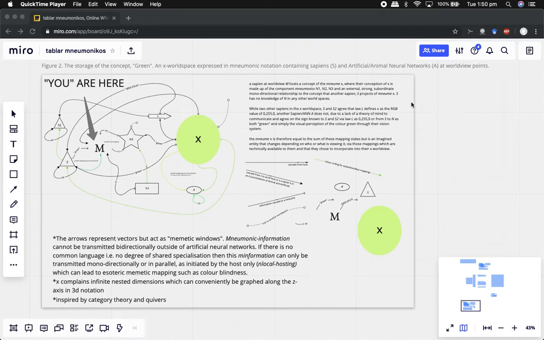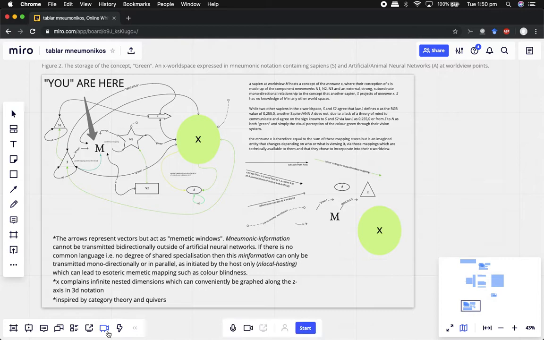It's gone now. Okay. In this series, I've been looking at the concept of mnemonics, and I'm using my Tabla Mnemonicos, which is a new little mind map I've drawn up on Miro. Just starting up the camera so you can see me. Here we go.